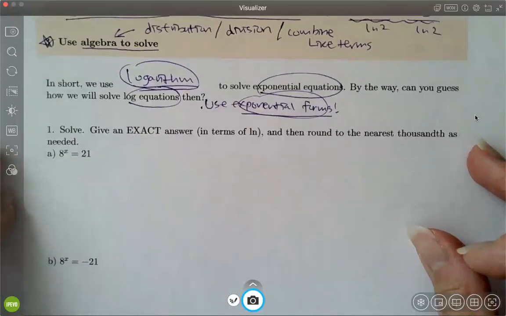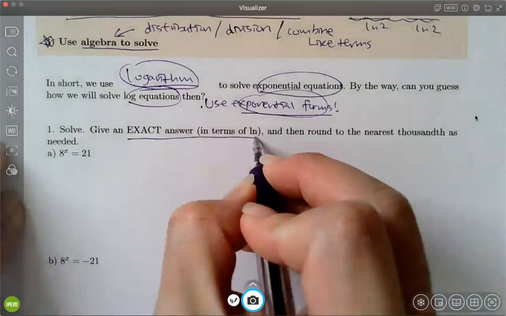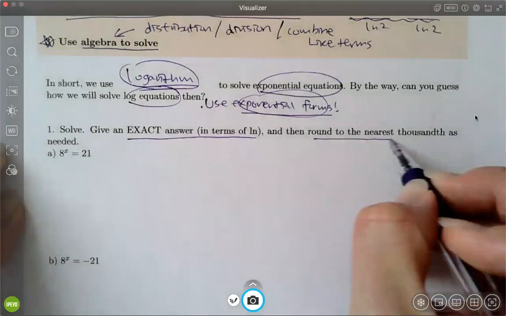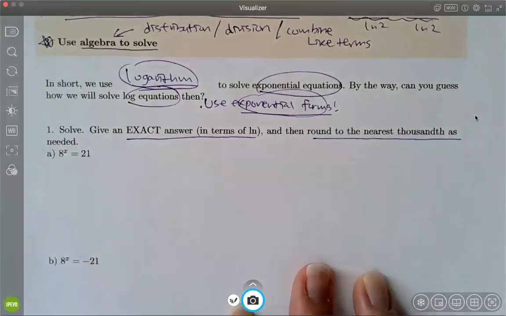So part one, solve. Give an exact answer in terms of ln, and then round to the nearest thousandth as needed. If you look at this problem carefully, there are two parts. Number one, exact answer, and number two, approximations. So part A, 8 to the power x is equal to 21.